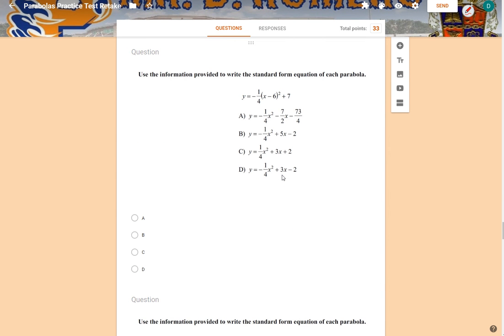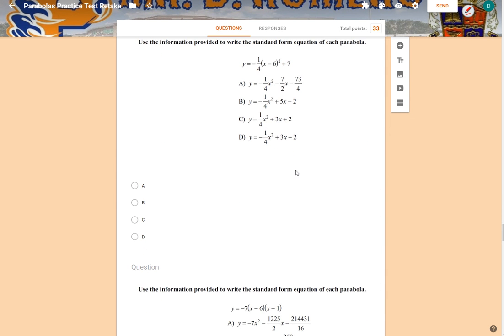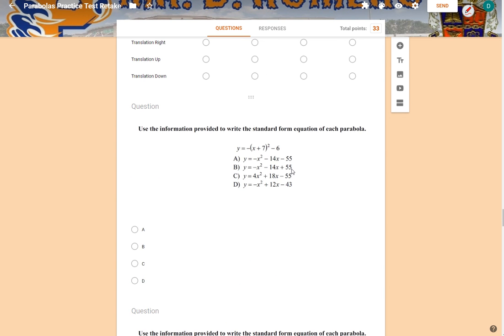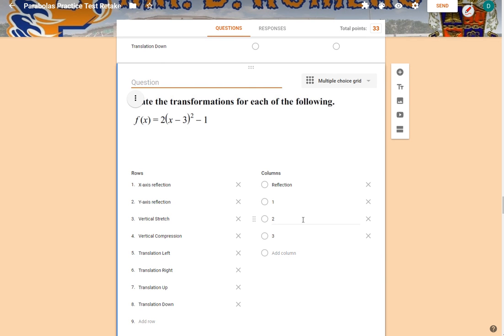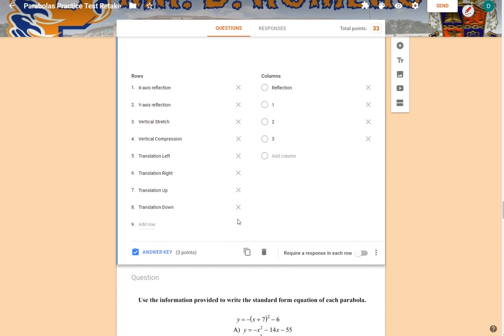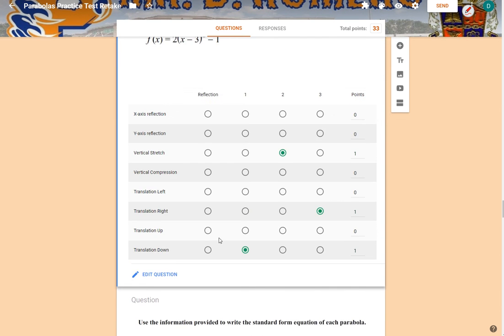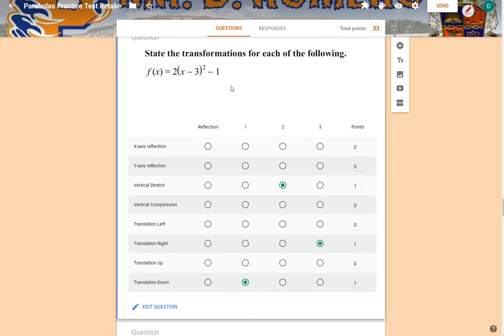You want to do this one here? The fraction, that one didn't seem to get too many people. This one here. I can't click on the boxes right now. But this has a vertical stretch of 2, right? So you would go to vertical stretch, go over to 2, and click that one. It won't let me do it, but I can show you what it would look like. So there was a vertical stretch of 2, so I would just click that box.